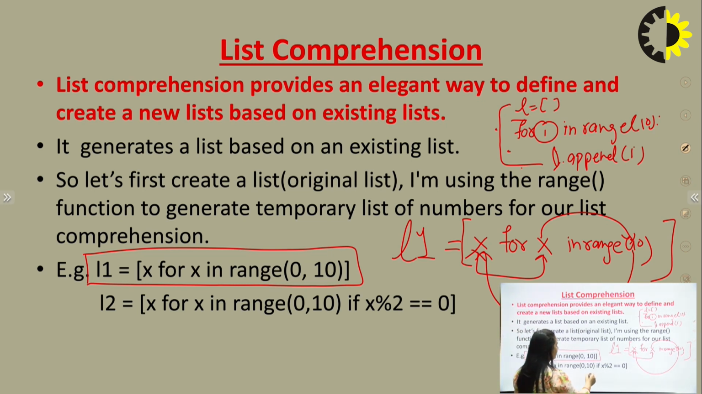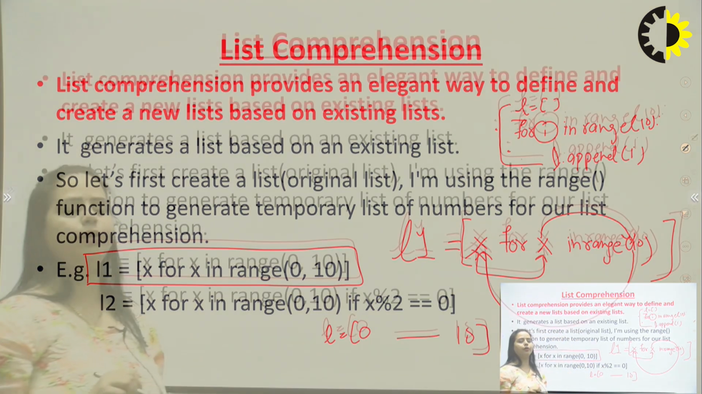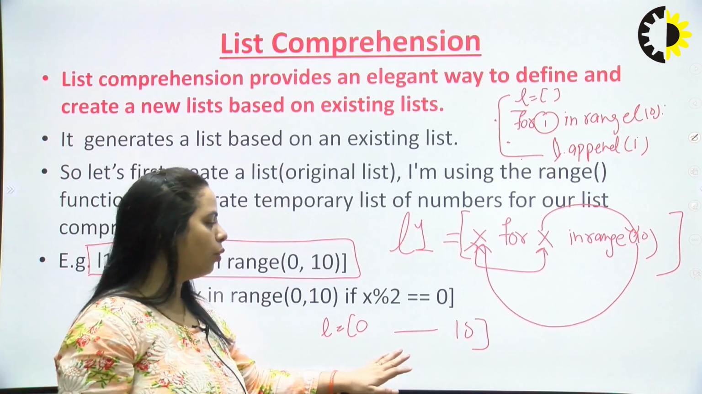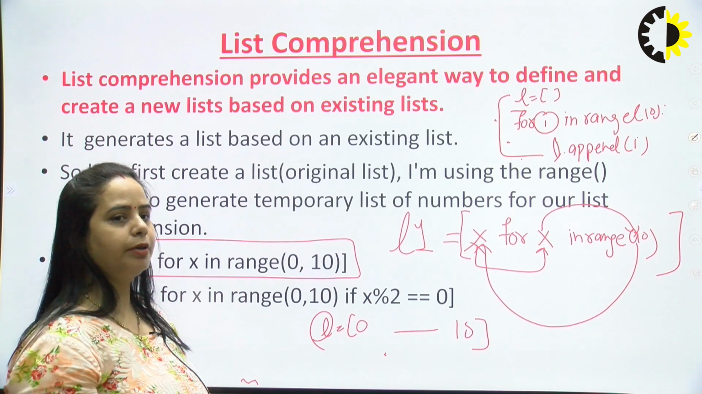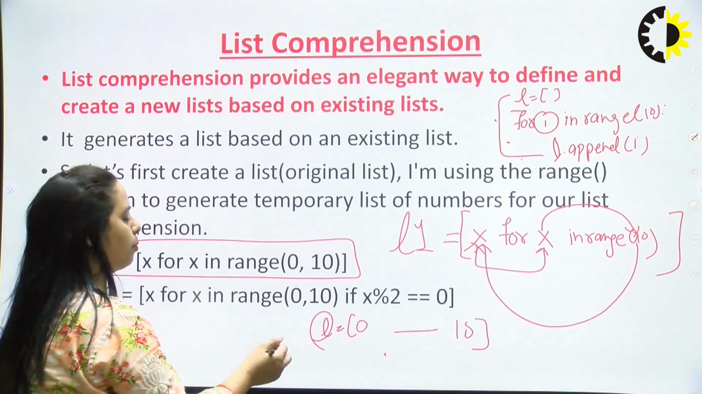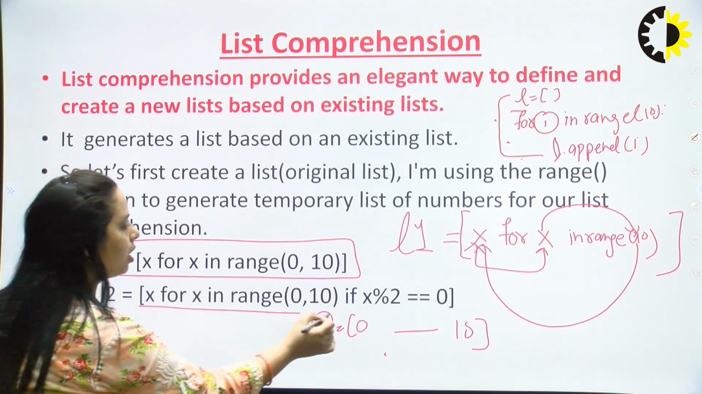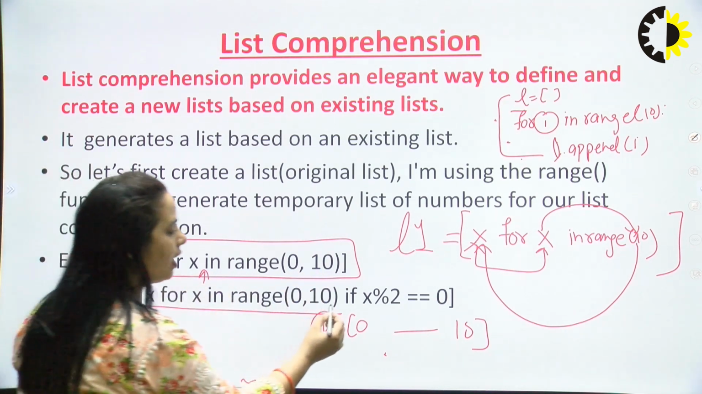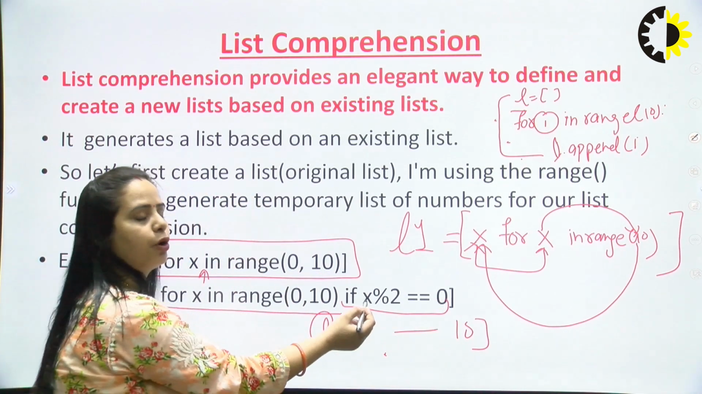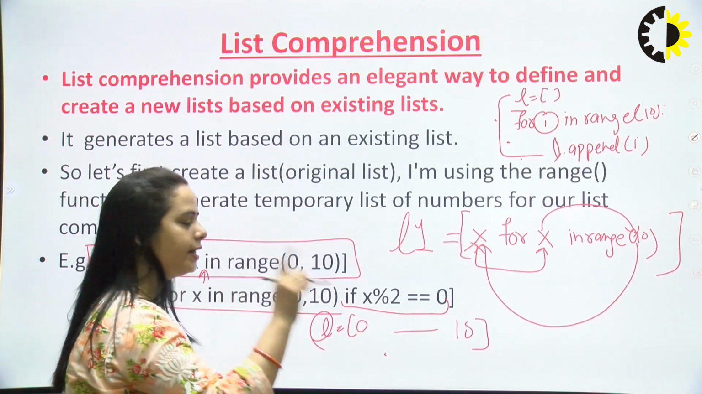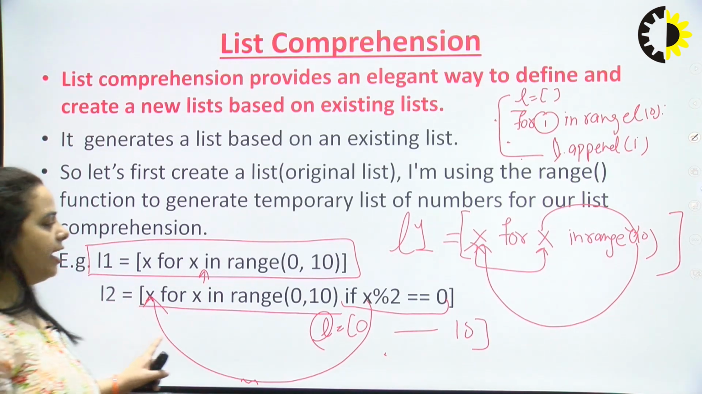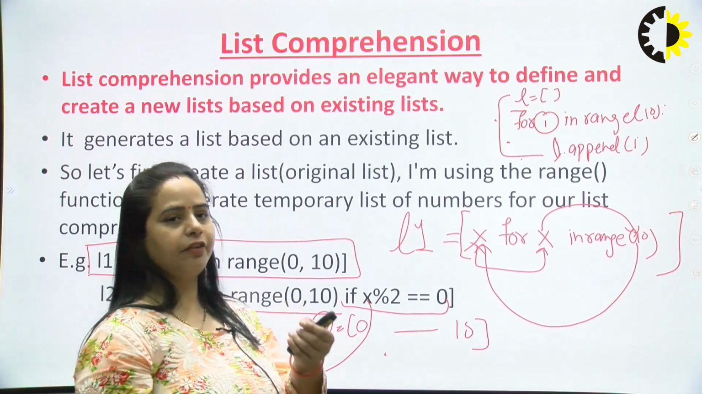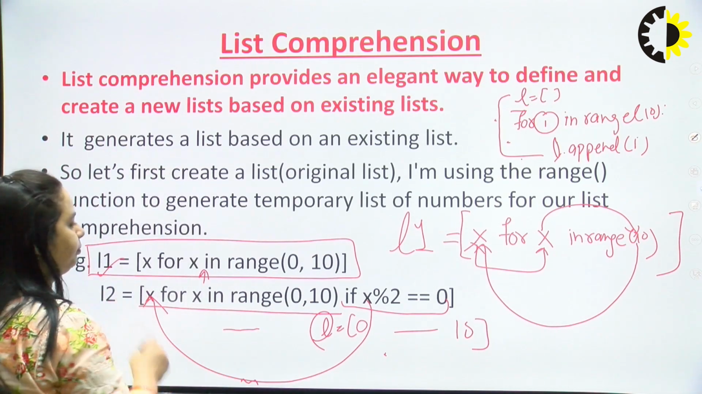Suppose I have a list from 0 to 10. This is our original list. But now I only want the even elements from this list L, not all the elements. We can do this with the help of list comprehension. We have to write the same formula given above, but we have to apply a condition: if x mod 2 is equal to 0, only then we append this x. So with the help of this line of code, we can get only even values from the original list L1.